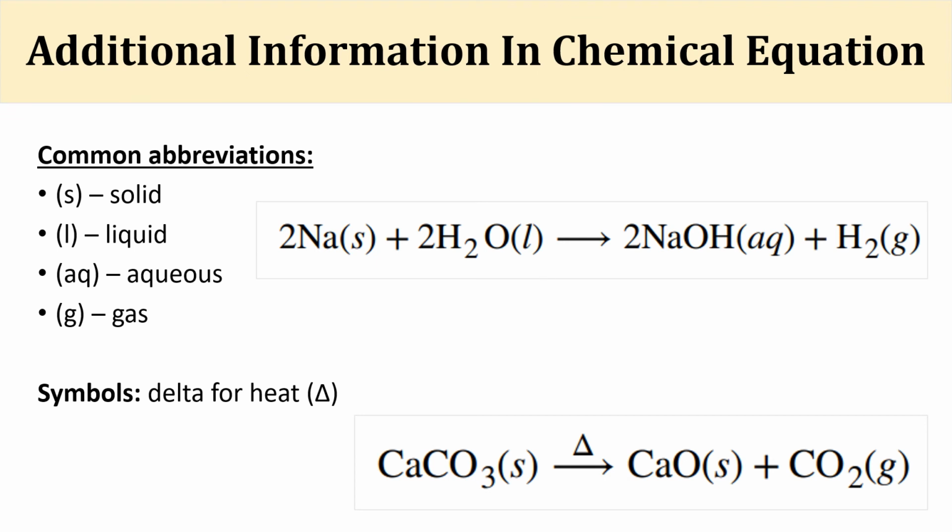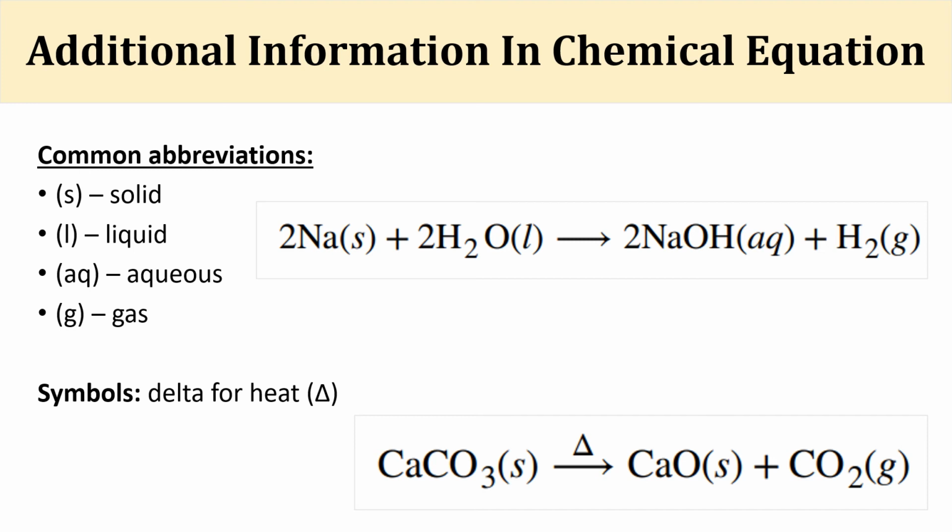Additional information in chemical equations. The physical states of reactants and products in chemical equations are often indicated with parenthetical abbreviations. For example, common abbreviations are S for solid, L for liquid, AQ for aqueous solution, and G for gases.